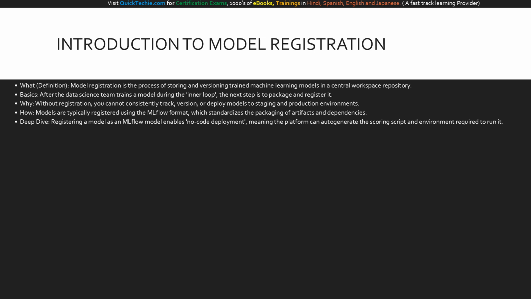Take a look at this flowchart. It illustrates the transition from the inner loop to the outer loop. We start with model training on the left. The output is packaged using MLflow and sent to the central model registry. Once safely registered and versioned, the model is perfectly positioned to leverage no-code deployment, streamlining our path to production.